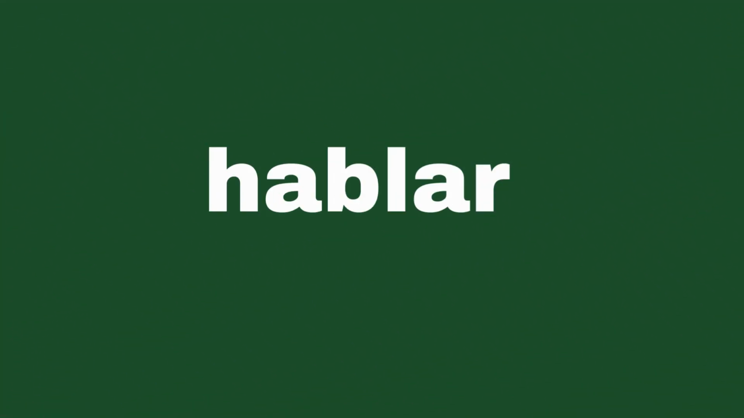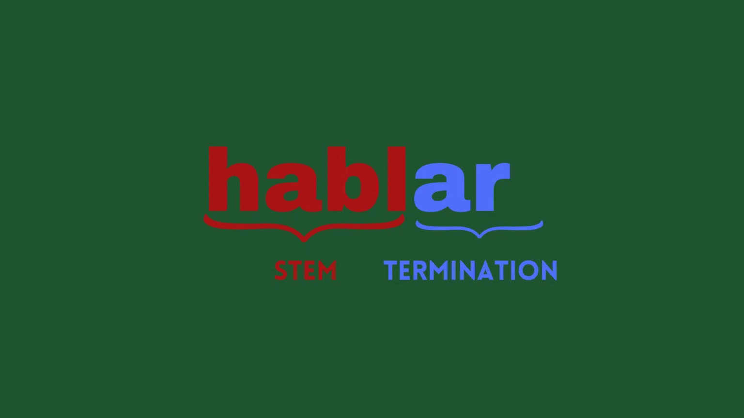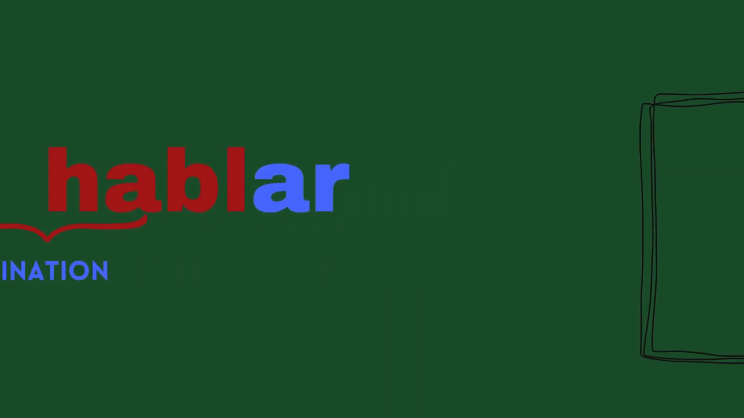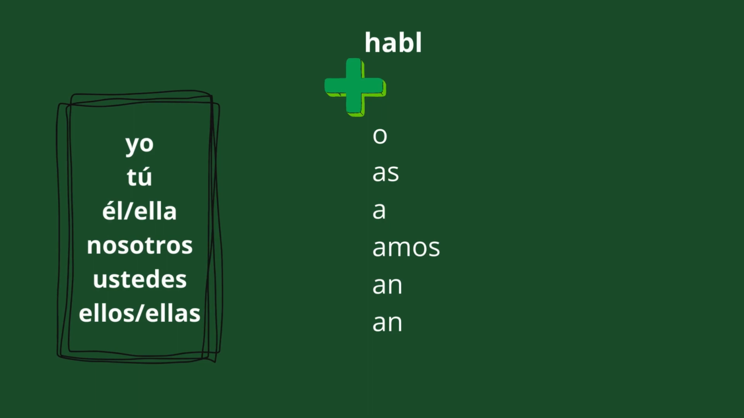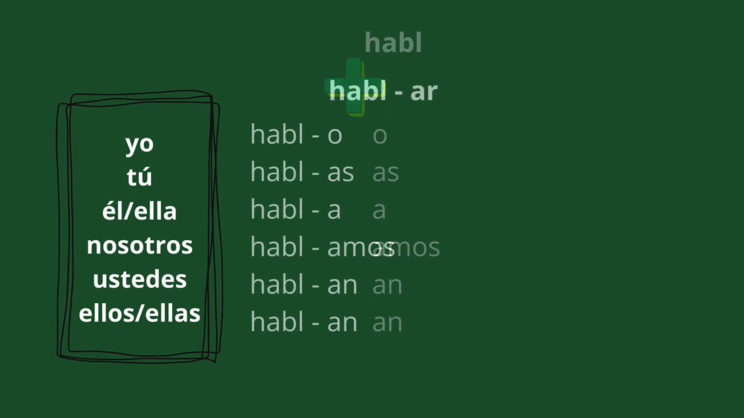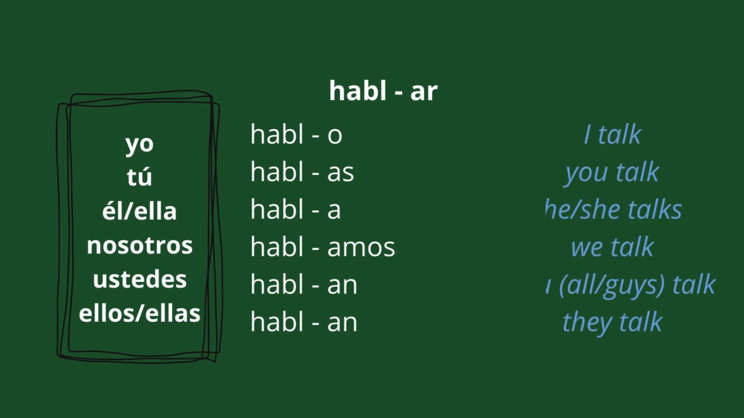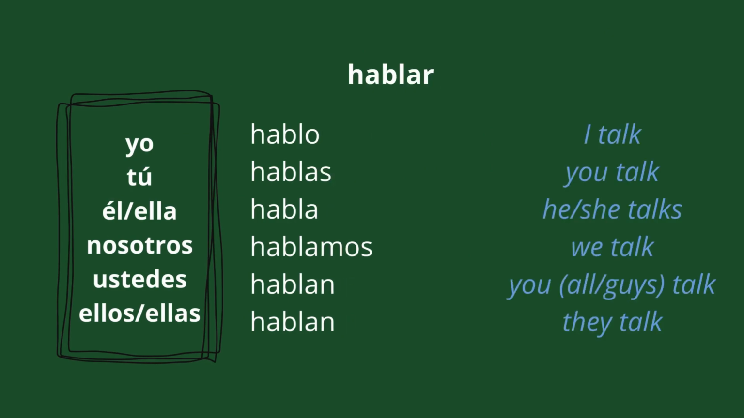Let's take a look at another example. Here we have the verb hablar, which can either mean to talk or to speak, depending on the context. Same thing as before. We have the AR termination. We just want to subtract that from the verb and we're going to be left with the stem. Then we just add the same present terminations to the verb. And here we have it with the dashes. And then we just remove the dashes and we're left with the final verb. It's the exact same process. The only thing that changes is the stem.